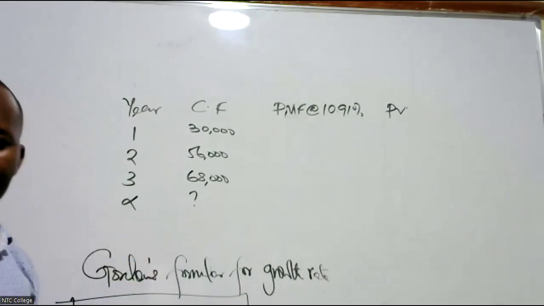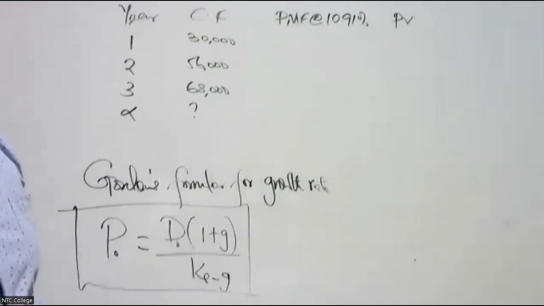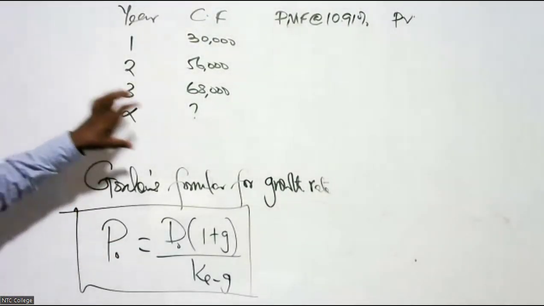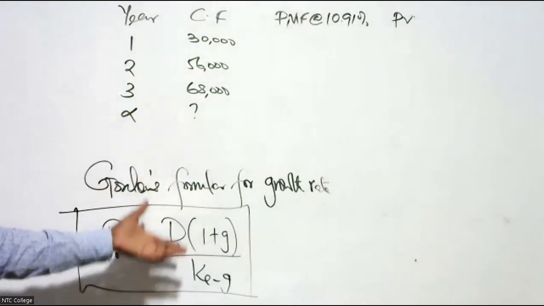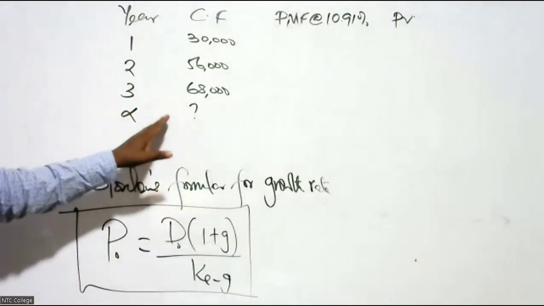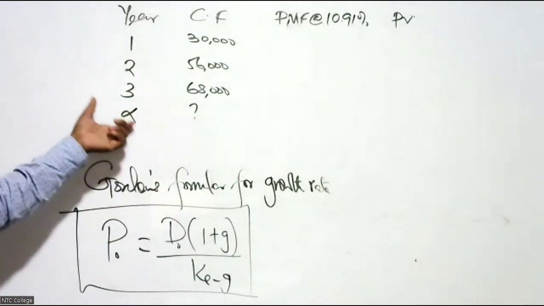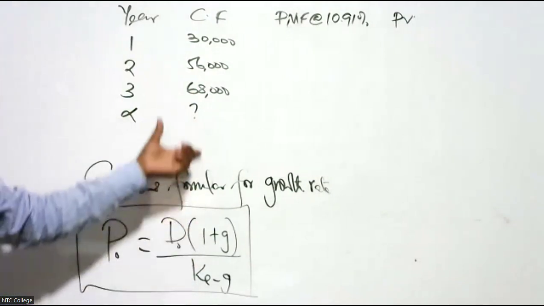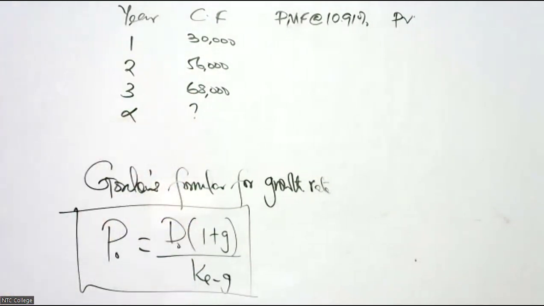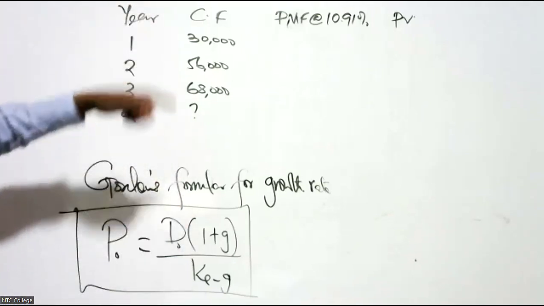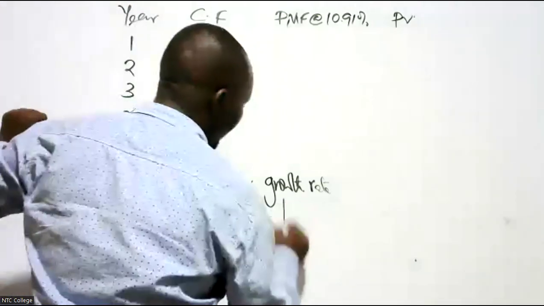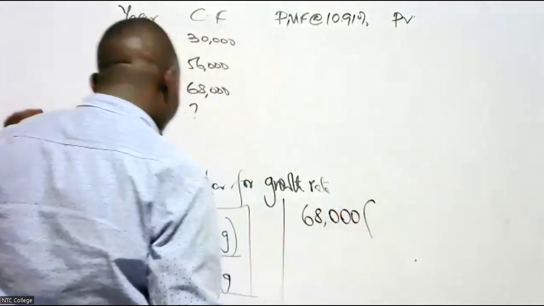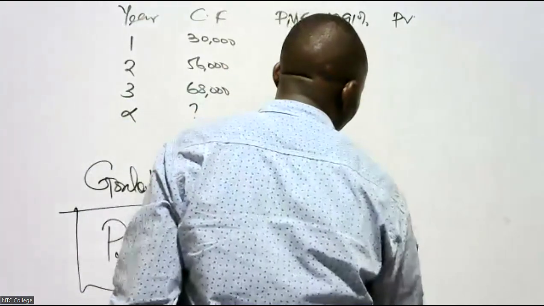Whenever you are given revenues that are moving into perpetuity, use Gordon's formula to get the value here. Anytime you're told there is a constant growth rate and it is moving into perpetuity, use Gordon's formula. So here, the last one that we know is 68. So this one shall have our 68 times 1 plus G.